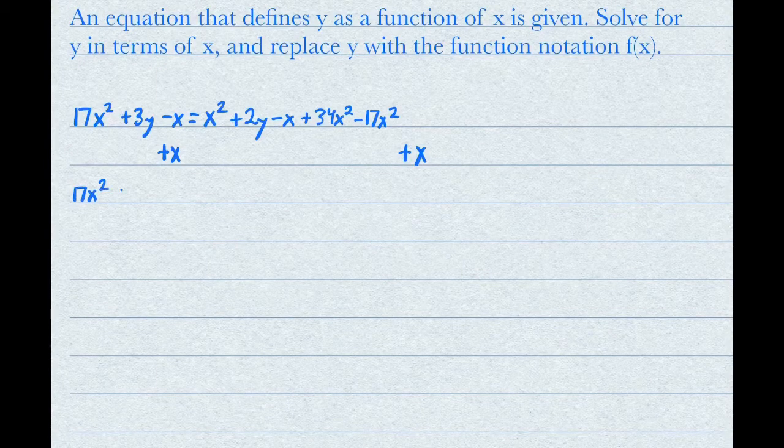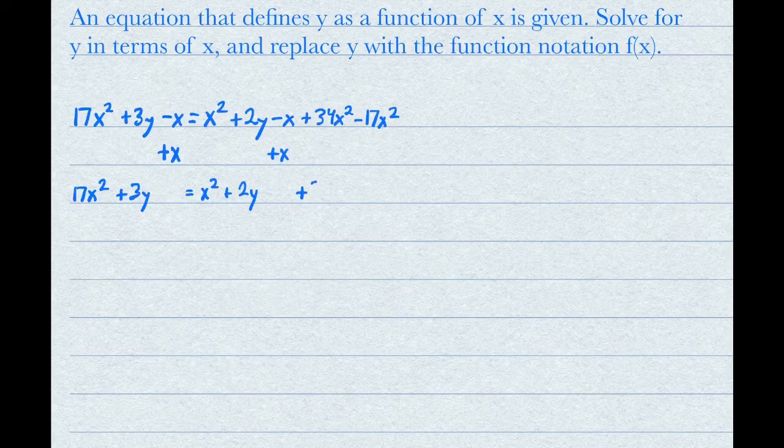So then you have 17x squared plus 3y. This part cancels itself out. It's just 0, but you don't have to write the 0. And then here you have equals x squared plus 2y. This plus x can actually be written right over here under the other plus x, just to line it up. So now again you have minus x and then plus x, so they cancel each other out. It would be plus 0, but you don't have to write the 0.